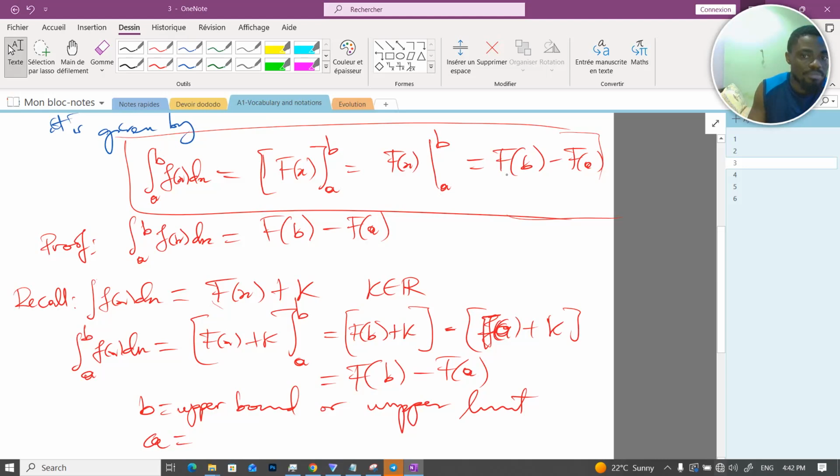Capital F of b minus capital F of a. So you first find a primitive, then you apply the boundaries. Notice that this is a real number, this is a real number, this is also a real number. So the result will be a real number. So what we can conclude here is that a definite integral does not depend on the starting variable. It is independent of the starting variable. So that's an important point I wanted you to note.